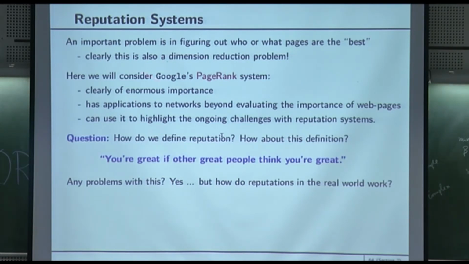So in these reputation systems, one way you can think about it is that the problem you're trying to figure out is what, or who, or what pages are the best. You have all of these pages on the internet, or all of these users, and you want to reduce the dimension of this problem by saying, I want to focus on a few pages, or I want to rank order pages, or I want to focus on a few users and rank order them.